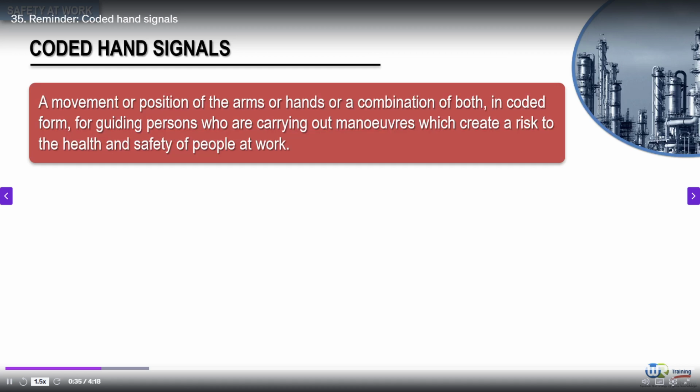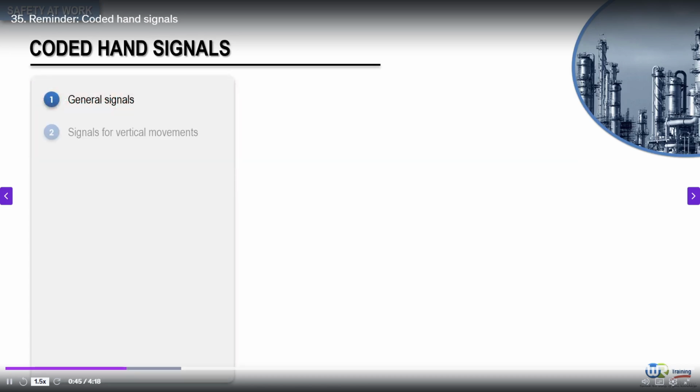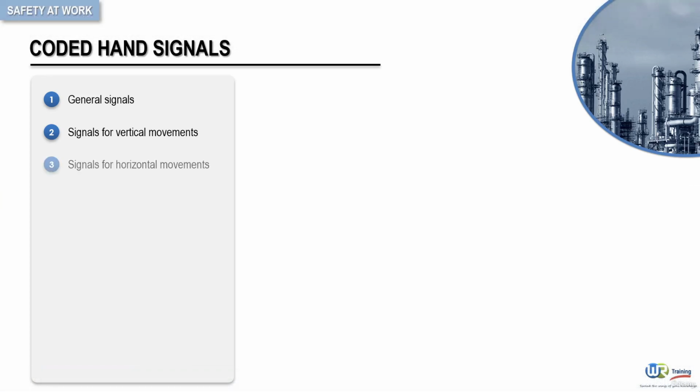own safety. These coded hand signals can be broken down into 4 categories. These are general signals, signals for vertical movements, signals for horizontal movements, and danger signals. The figures that will follow will provide valuable insights into each type.